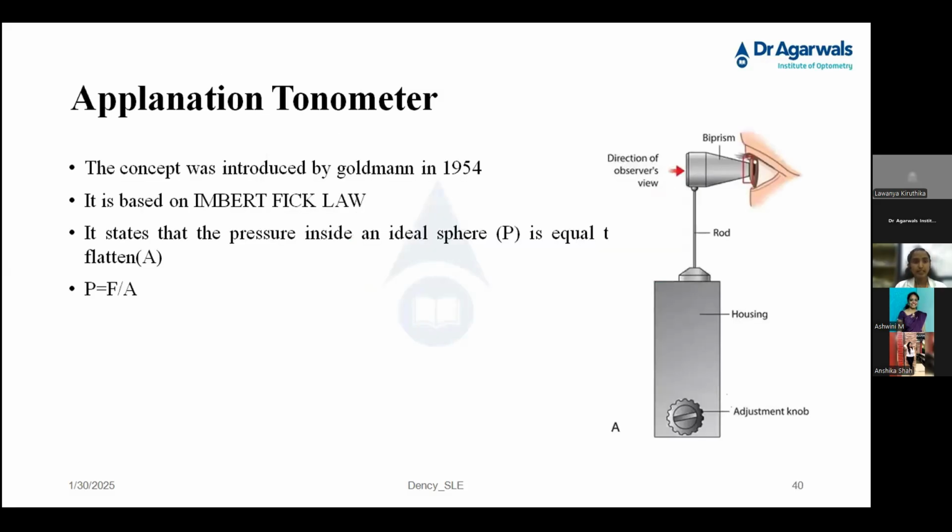Applanation tonometer. The concept was introduced by Goldmann in 1954. It is based on the Imbert-Fick law. It states that the pressure inside an ideal sphere is measured when it is flattened: P is equal to F by A.